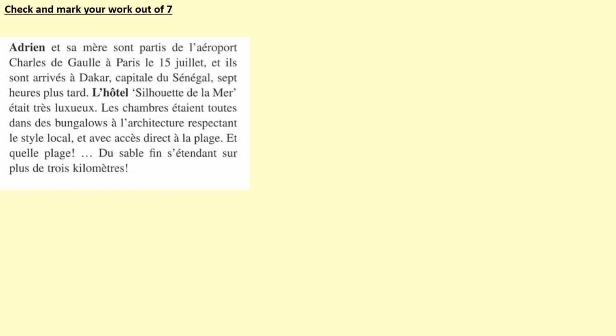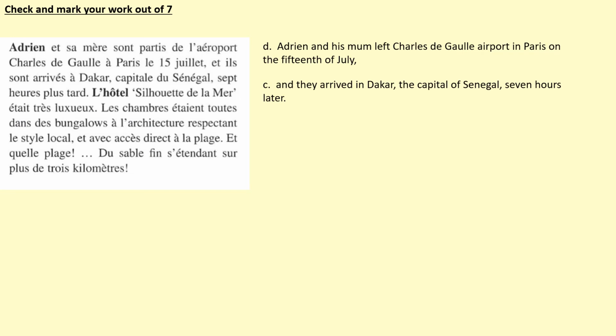Check your work and mark it out of 7. You should have had the first sentence being sentence D. Adrien and his mum left the airport in Paris on the 15th of July. The second one was C. They arrived in Dakar 7 hours later.